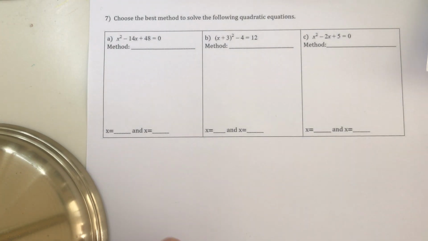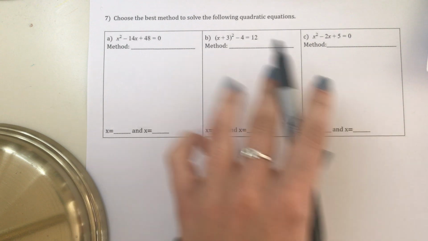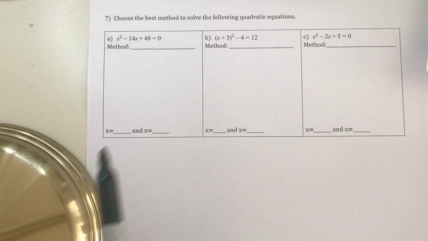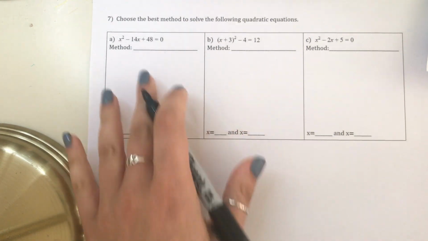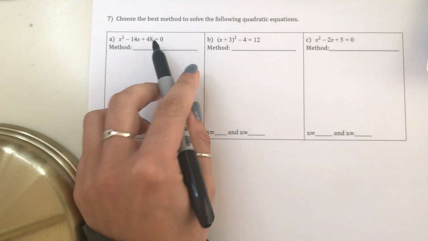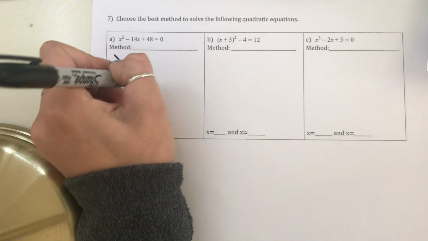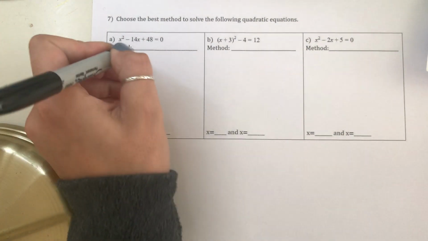For the problem that asks you which method you should use in order to solve the quadratic equation, you should pull out your flowchart and check to see which method you should use. So for the first one, I'm going to first check to see if my problem is factorable.